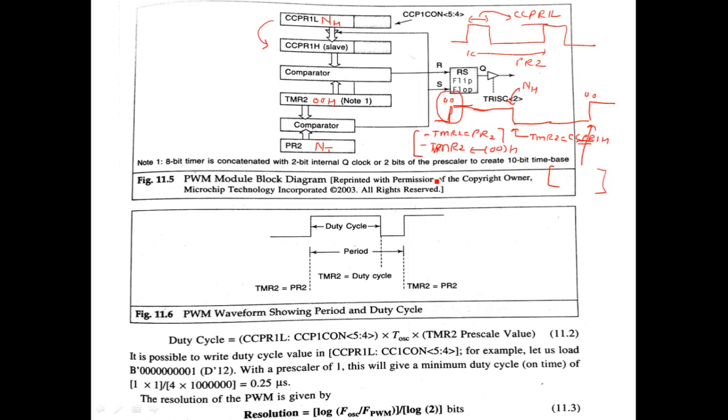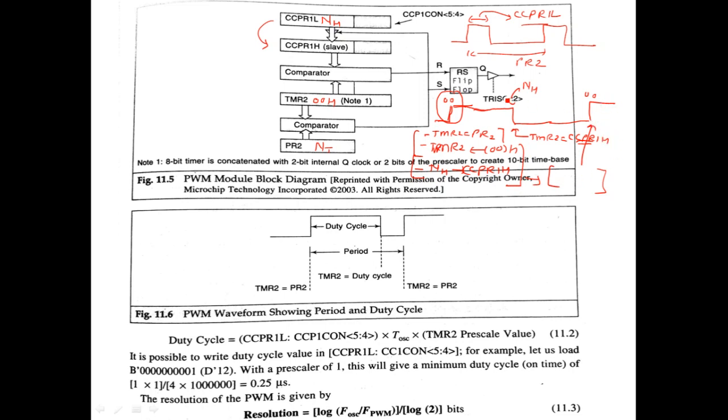Okay. At the same time, what happens? One more thing that happens is that NH, which is the content of the CCPR1L register, is copied into the CCPR1H register. So that also occurs here. All these things are repeated at this instant.